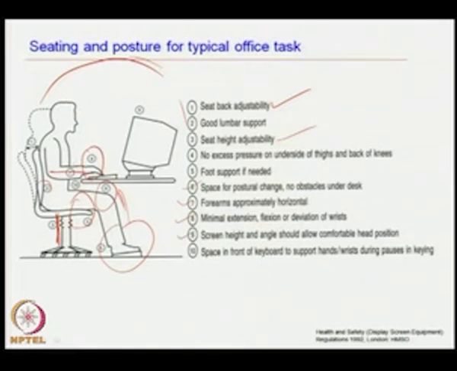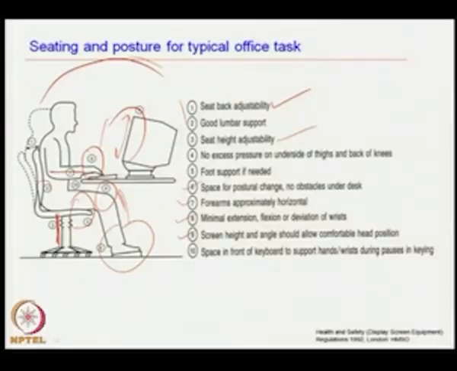Then minimal extension, flexion and deviation of the wrist, this facility to be provided. Number 9, the screen height and angle should allow a comfortable head position, this screen height like this. In this case the visual angle and visual field should be considered, and then space in front of the keyboard to support hands and wrist during pauses in keying. This area is also necessary to consider. So, while making all these things, not only the physical dimensions but the visual clearance also requires to be considered.